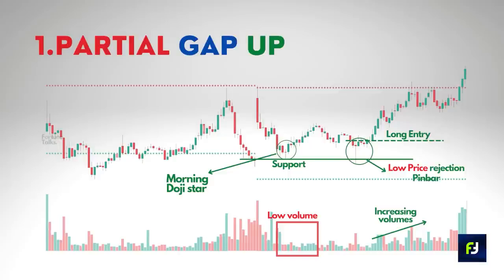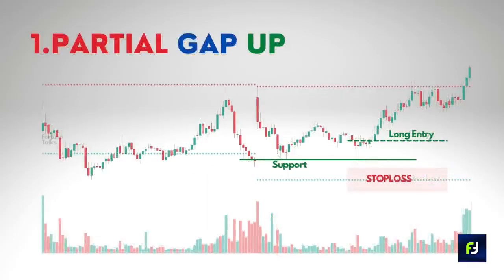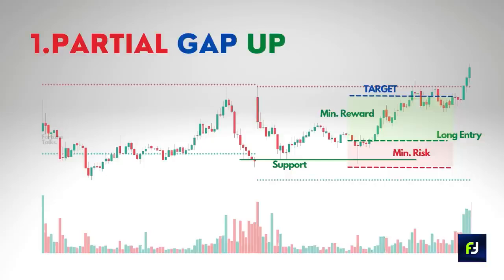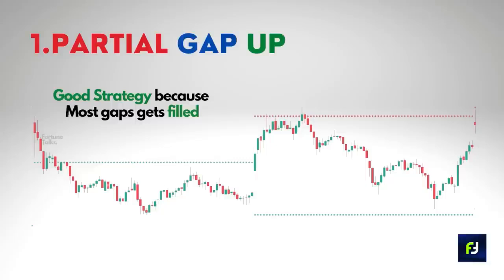So make sure to maintain a good reward percentage and keep an eye on the important levels where the opposing pressure could potentially come in. We can place the stop loss just below the gap zone and we can fix a reward to risk of at least 1.5:1, or you can even keep the target as the previous day high level. The benefit of using this strategy is that gaps fill 90% of the time. So this is a popular trading strategy.